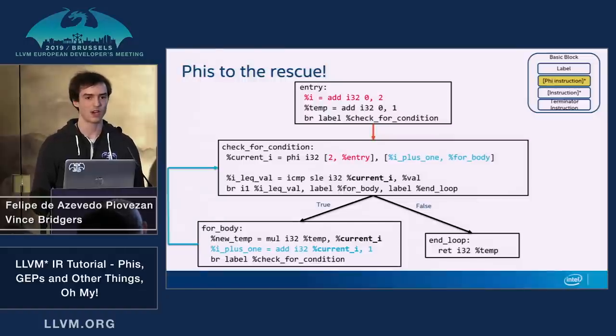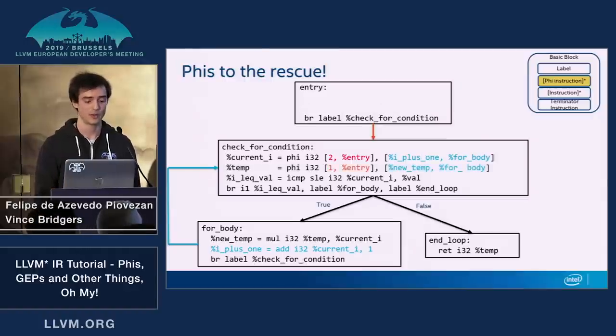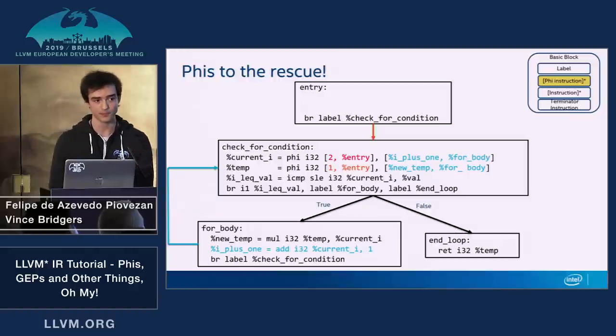And also, our I in the entry block is now useless. It's not being used anywhere, so we can just remove it. And we're going to do the exact same thing to our temporary. It should be 1 if we're coming from the entry block, and if we're coming from the end of the loop, we just want it to take the form of the new temporary.